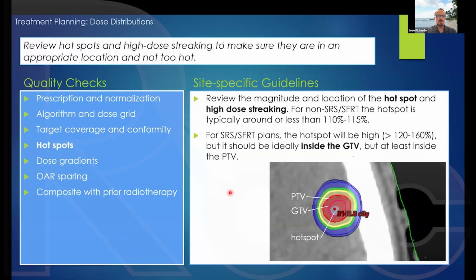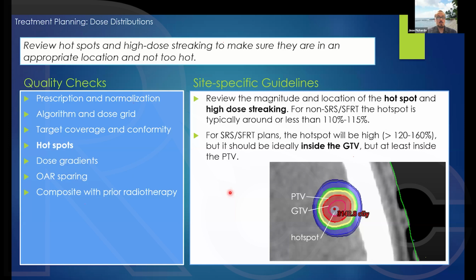All right, hotspots, right? Hotspots are very important too. Always see where it falls. Where's the hotspot and how big is it? Also look for high dose streaking, like I showed you before. For non-SRS and non-SFRT plans, the hotspot is typically around 110 to 115%, right? However, for SRS and SFRT plans, the hotspot is going to be very large, 120 to 160%, so do not freak out.